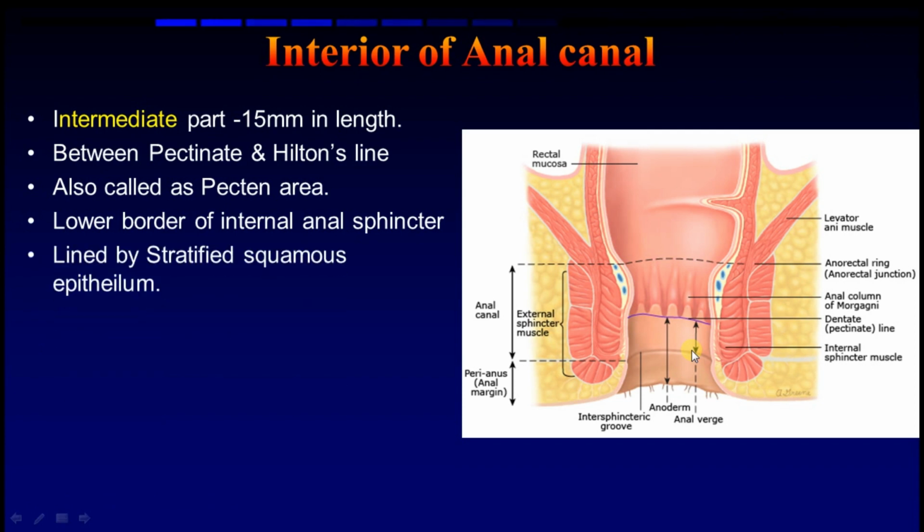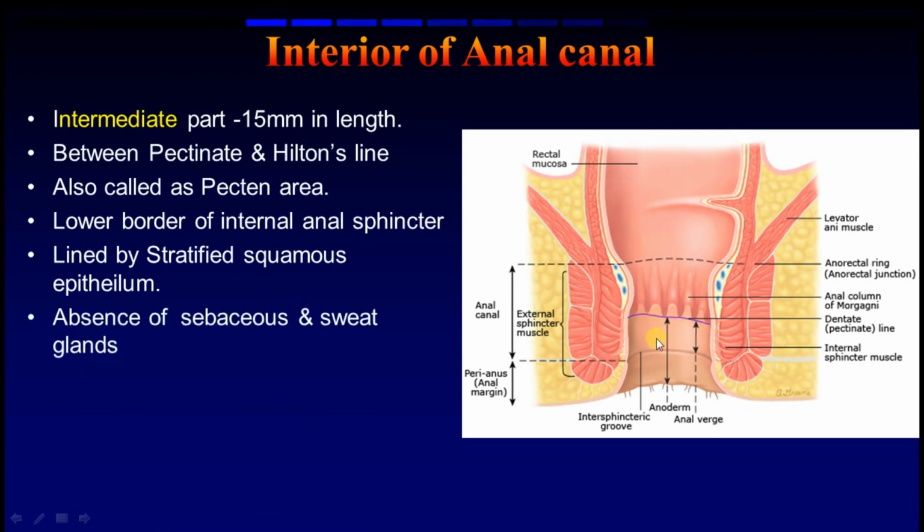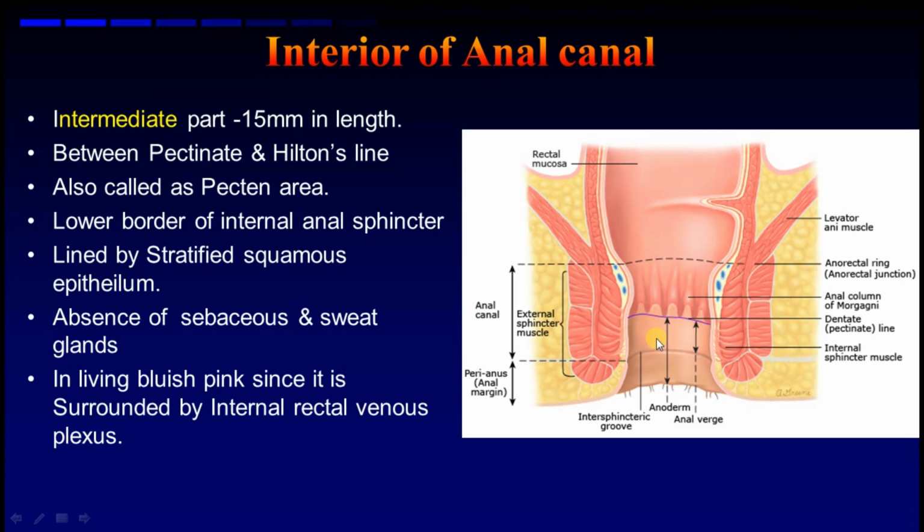the internal anal sphincter, and it is lined by stratified squamous epithelium. Here we have seen anal columns above, with simple columnar epithelium, but from here on the lower surface there is stratified squamous epithelium, with absence of sebaceous glands and sweat glands. It is developed from the endodermal cloaca. In living persons it is bluish pink due to the presence of the internal rectal venous plexus, which is present deep to this pecten zone.